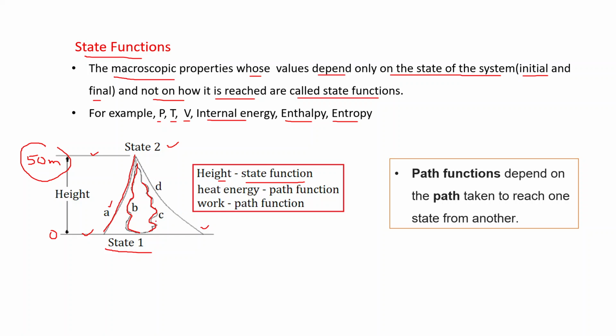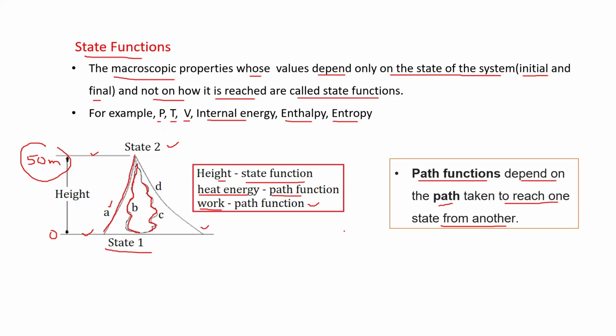But whatever energy a person lost during the change of this height, that is heat energy, this depends on the path. That's why this heat energy is a path function. Then we can say that if a person selects a different path, then he or she will do different work. That's why we can also say work is also a path function. So what are these path functions? Path functions depend on the path taken to reach one state from another. I think you must be clear what is state function and what is path function.